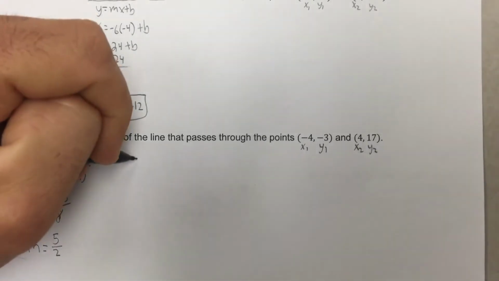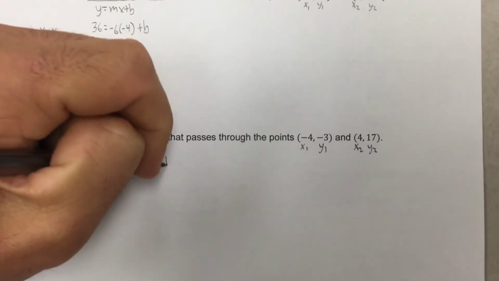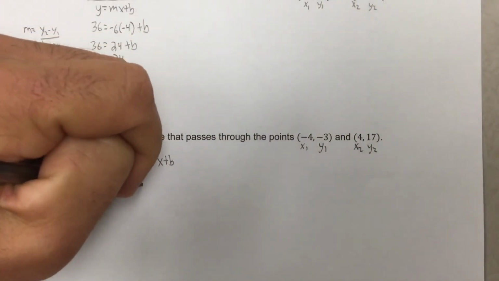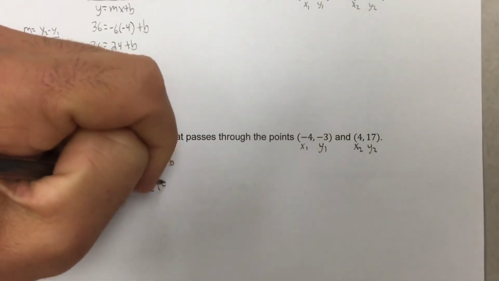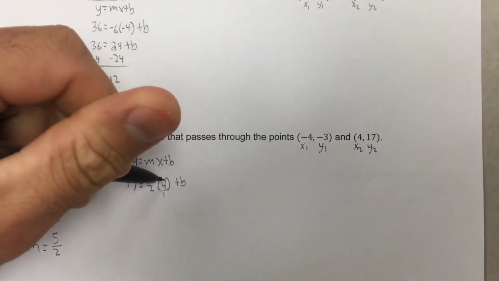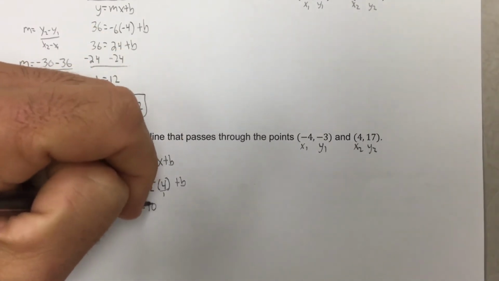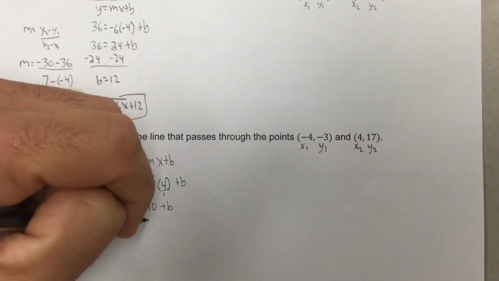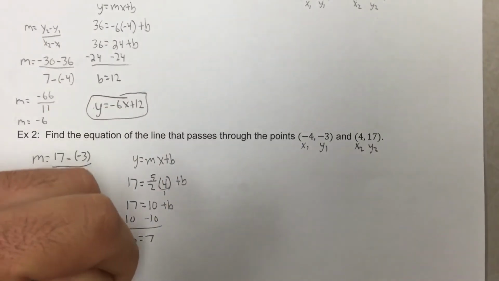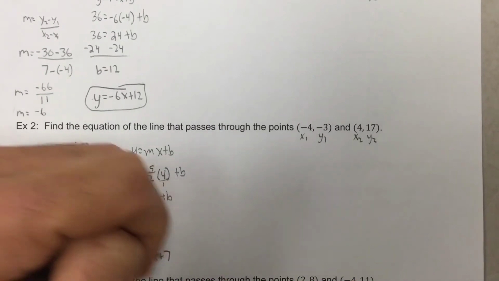Now that we have that, we plug in what we know into y equals mx plus b and solve for our b. So y is, I'm going to use the positive numbers, either one works. So I'm going to use 17 equals 5 halves times 4 plus b. And then remember, when you multiply fractions, you multiply straight across. 5 times 4 is 20. 2 times 1 is 2, so 20 divided by 2 is 10. So we get 17 equals 10 plus b. Subtract 10, and get b equals 7. Don't forget to write your equation. Y equals 5 halves x plus 7.